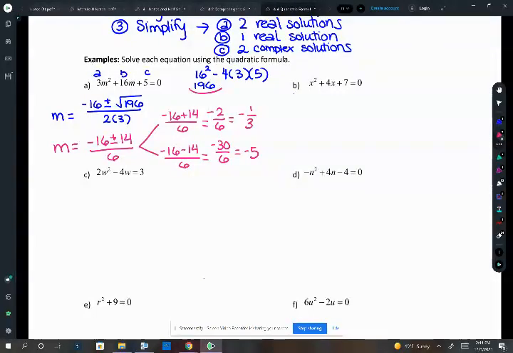As I look at the next one, my first step again is to label A, B, and C. So I've got A is 1, B is 4, C is 7. And so again, my first step is to find my discriminant. And so I'm going to go B squared, so 4 squared, minus 4 times A times C. And again, it's always the same. This is B squared minus 4AC, exactly what we did in 4.3.